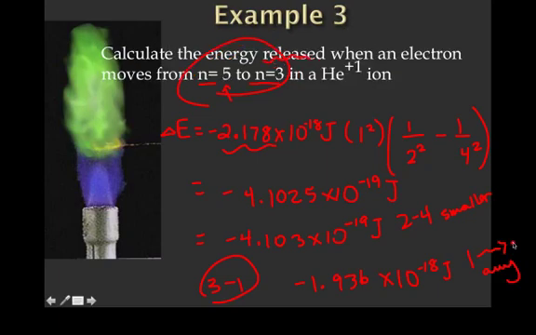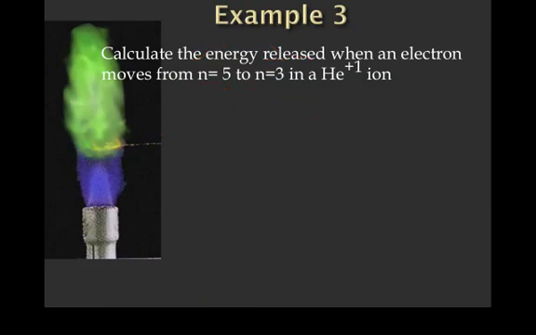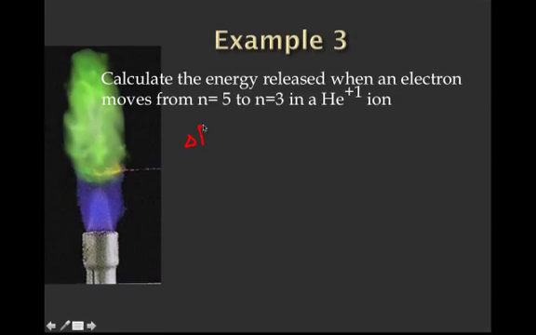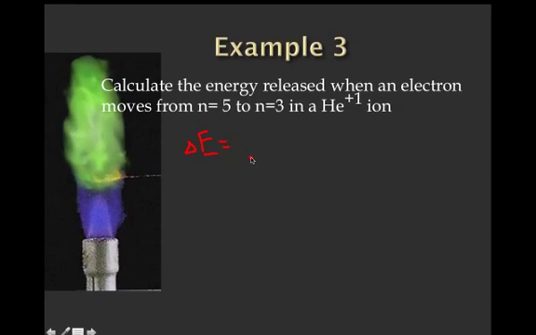Let's look at our next example, shall we? We'll just cruise right on through. Calculate the energy released when an electron moves from energy level 5 to energy level 3 in, now we're dealing with a helium plus 1 ion.